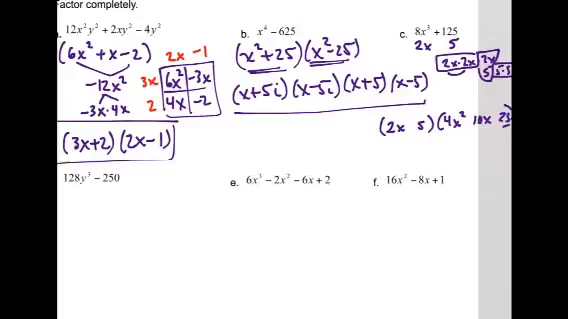Okay, so it's running out of room. And then so we use SOAP, so that's same sign, opposite sign, always positive. So same sign, that's plus. This would be minus, and this is plus. And that would be the answer.